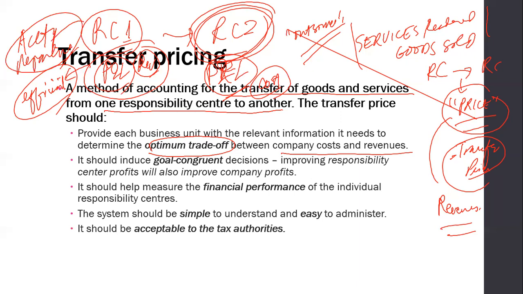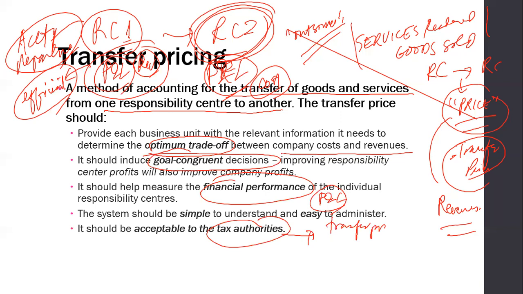Now, the key is that the transfer pricing mechanism should induce goal-congruent decisions, so improving responsibility center profits will also improve company profits. That's what we want to do. There should be a mechanism to ensure that decisions are goal congruent. It should help measure the financial performance of the individual responsibility centers, in the form of profit and loss. The system should be simple to understand and acceptable to tax authorities. Tax authorities have a particular emphasis on transfer pricing because there is a risk that transfer prices are not arm's length.